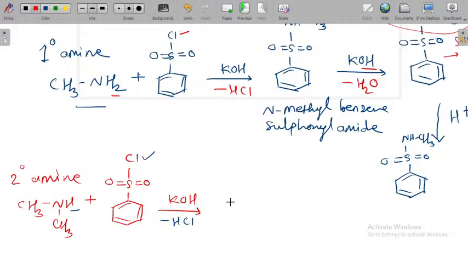So what is the product now? This benzene sulfonyl group and N CH3 CH3. This is N,N-dimethyl benzene sulfonyl amide. Now you can write the name also, N,N-dimethyl benzene sulfonyl amide.